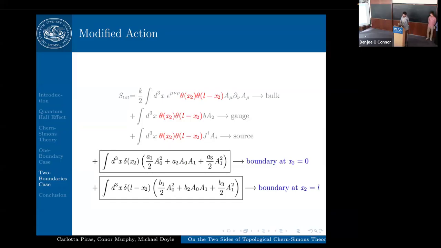And we have different general massless coefficients, since we have no reason at the moment to assume that the coefficients are related. So we find that this action also breaks gauge invariance.